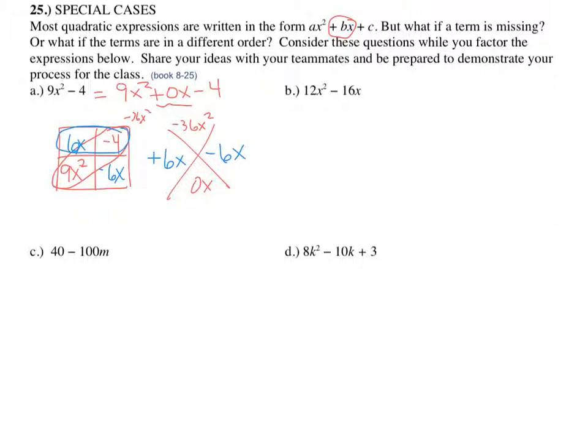Your top row, 6x and negative 4. Well, they're both even numbers, so we know they're both divisible by 2. 9x squared and negative 6x are both divisible by 3, and they have an x. 6x and 9x squared are both divisible by 3, and they have an x. And negative 4 and negative 6x are both negative, and they're both evens, so they're divisible by 2. So the factored form of this polynomial is 3x plus 2 times 3x minus 2.